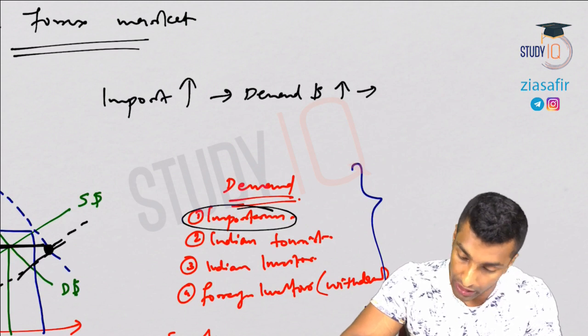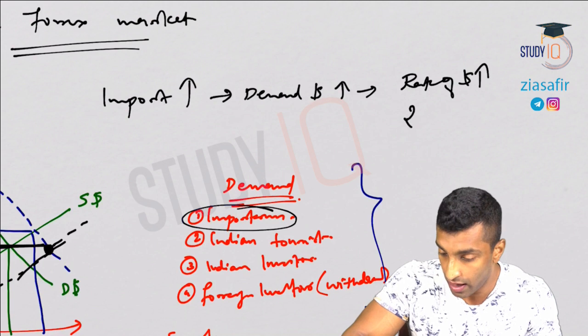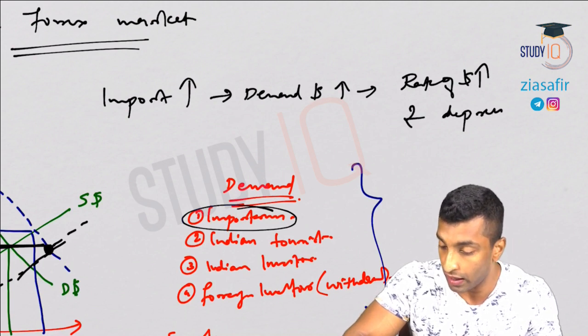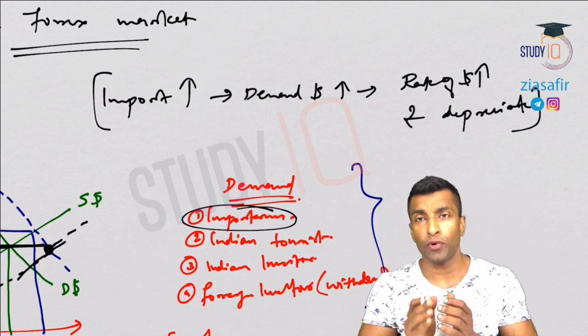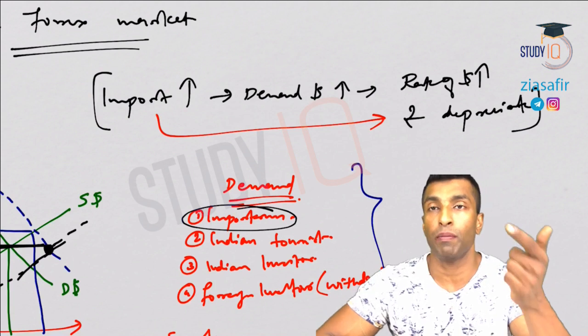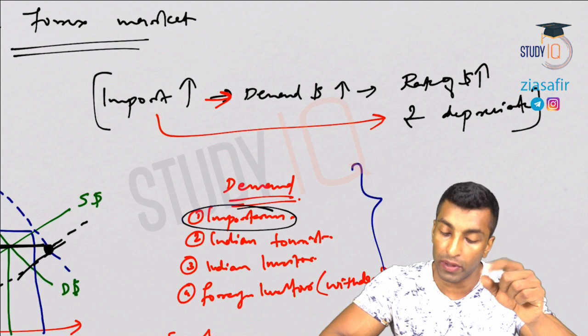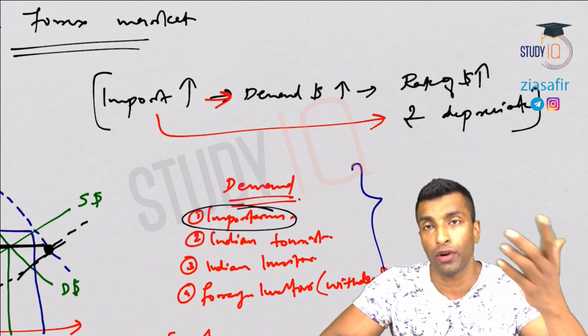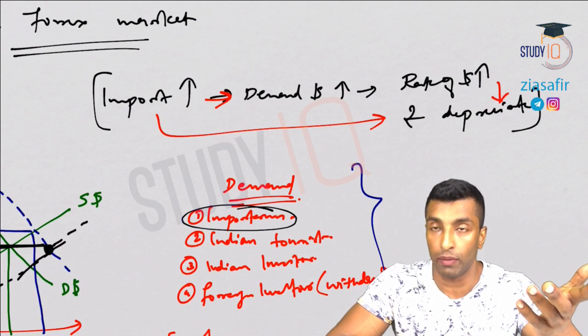Okay, so rate of dollar increase, that means rupee depreciates. So this is what you can understand. An increase in import automatically leads to, how is this the connection, increase in import? How is it connected to rupee depreciation? Because increase in import means demand for dollar increases. Demand for dollar increases means the price of dollar increases, so automatically the rupee depreciates.